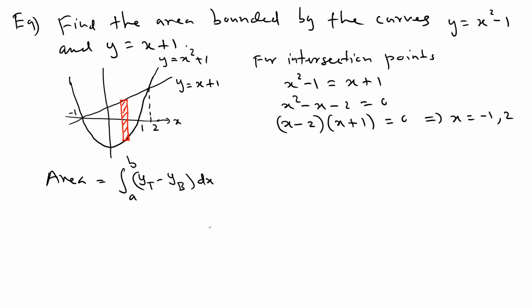You can see the strip moves from left to right. So the typical piece moves from left to right. Good. That's why it's a dx problem. Now we're gonna plug in the values. So a equals negative 1, the starting value, and the ending value is 2. The top curve is x plus 1 minus the bottom curve, which is x squared plus 1.